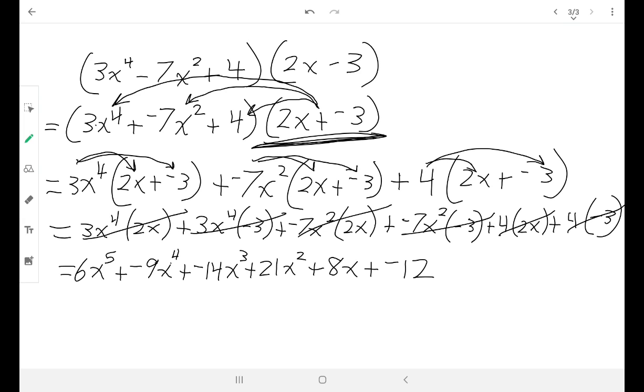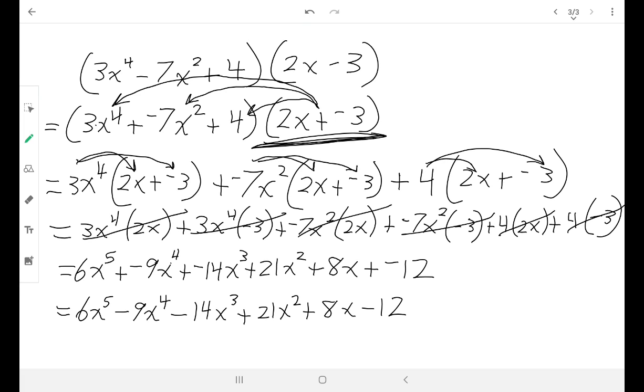Now, every plus negative here could be turned back into a minus. So we could be looking at 6x to the fifth minus 9x to the fourth, because this plus negative means minus. And then there's another plus negative, so I can write that as a minus 14x to the third plus 21x to the second plus 8x. And then I've got another plus negative here, so I can call that minus again, and minus 12.